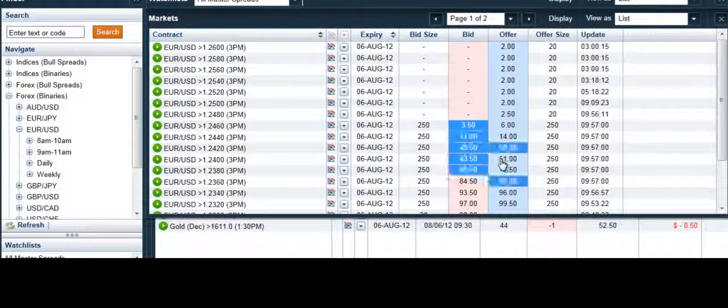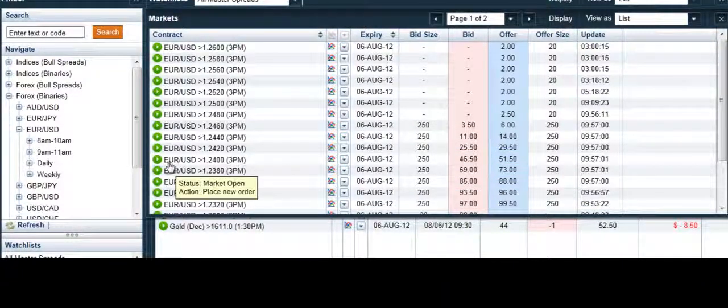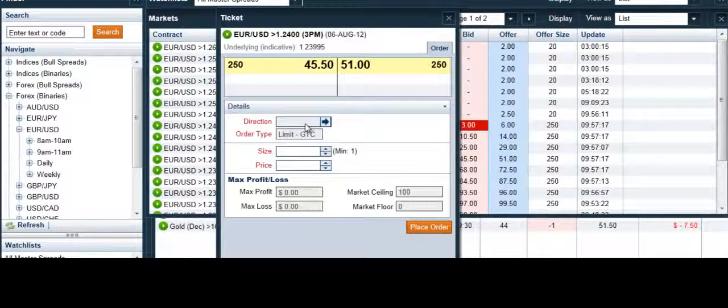Again, we're looking at a sell trade only. If we look at this, for example, the Euro US dollar greater than 124 at 3 o'clock. So this is saying that the Euro US dollar will be greater than 124 at 3 o'clock. If we click on that, it's going to tell us what the actual price of the Euro US dollar is currently. It's currently at 123.97, keeps moving, 123.97, 98, 124, bounces around.